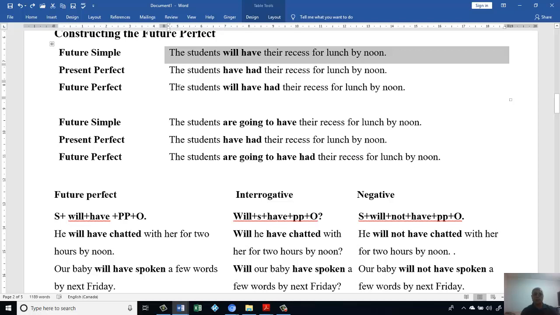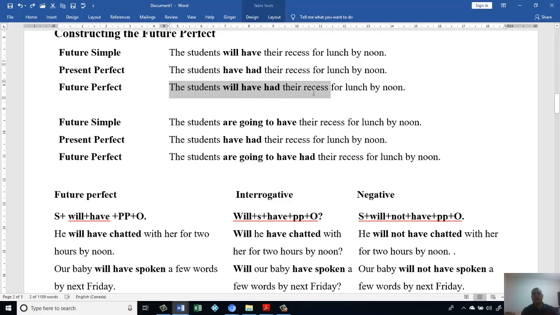Let's say student is the subject, will is the part of the future, we bring it here. Then here we have to make it in the perfect tense. We mix this part with this. We have the same have here, then we bring it here. Then we have the past participle, we bring it here. Then we see, the students will have had their races for lunch by noon. Let's try again.